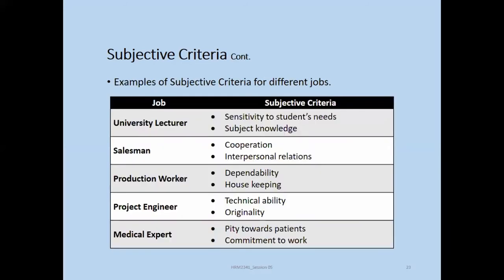The reason is that the evaluation on subjective criteria is based on personal values and human judgment. These are some examples of subjective criteria. The same jobs we have taken for objective criteria: sensitivity to the students' requirements and subject knowledge are the subjective criteria we can consider when we evaluate the job of a university lecturer. Salesman, cooperation, interpersonal relations; production worker, dependability, housekeeping; project engineer, technical ability and originality. Likewise, we can identify several subjective criteria in relation to several jobs.